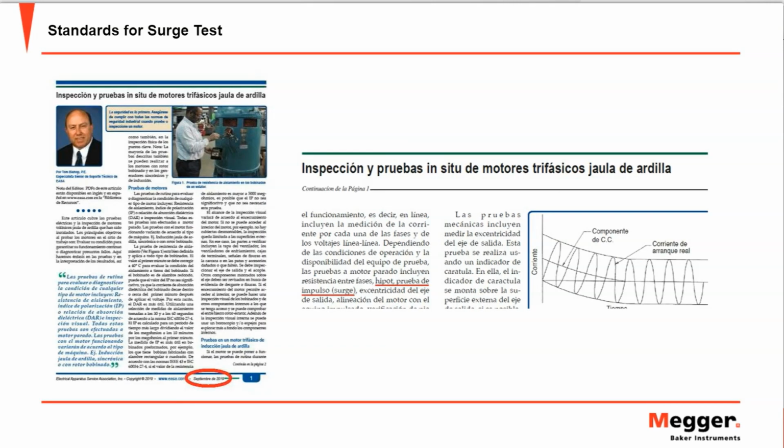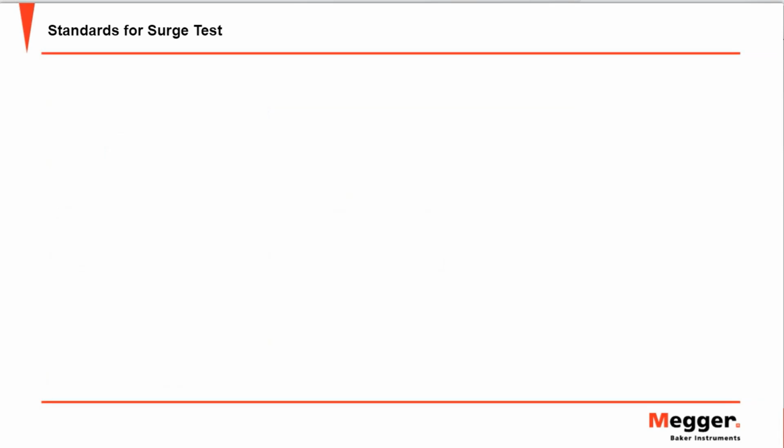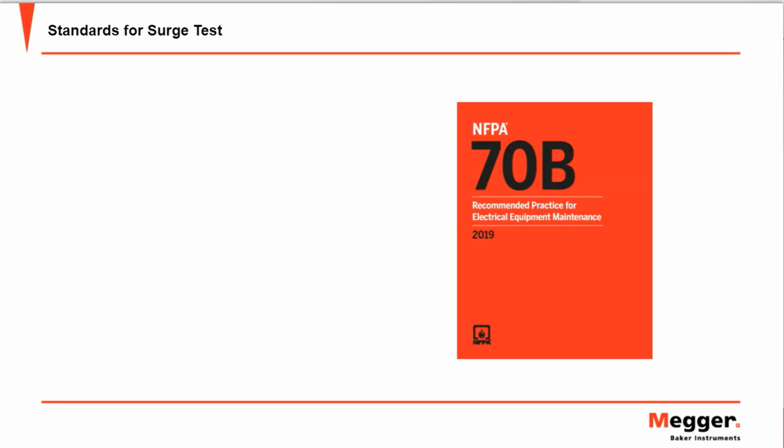Then the same organization, ISA, in 2019, has a recommendation to do the surge test for maintenance in the field. And now we have the NFPA 70B. This is a recommended practice for electrical equipment maintenance, 2019. This is updated this year.